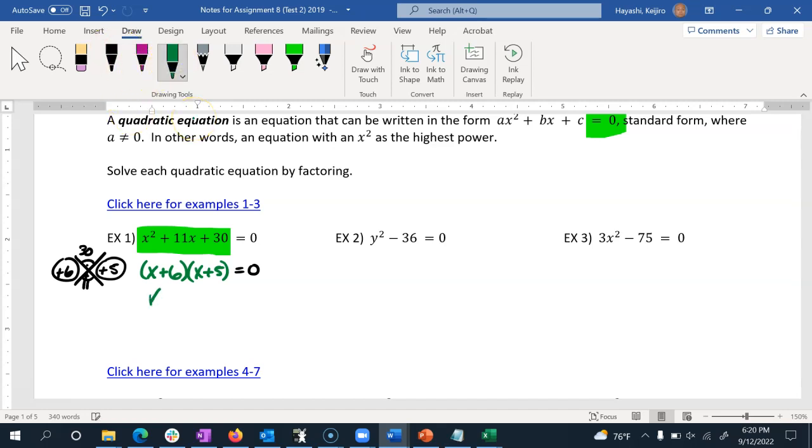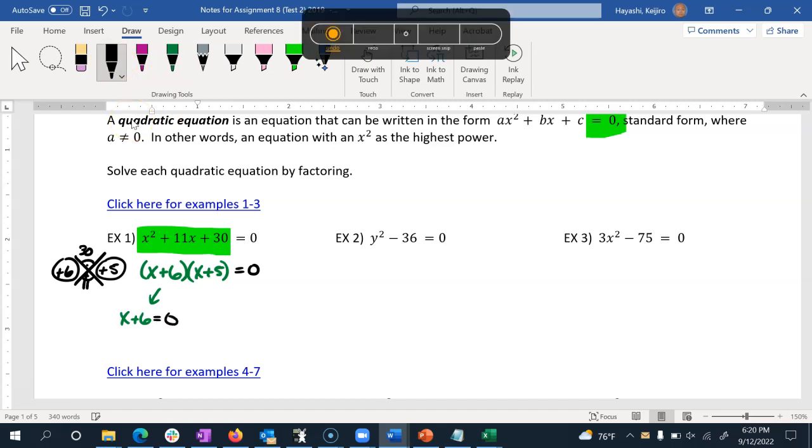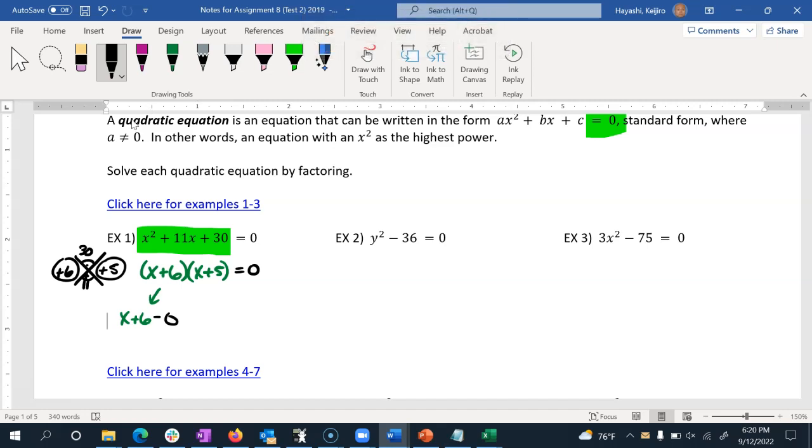So you take each factor and you set it equal to 0. And solve each factor individually for what x would be. What x would have to be to make it 0. And you're going to get two different solutions. But they're both correct.